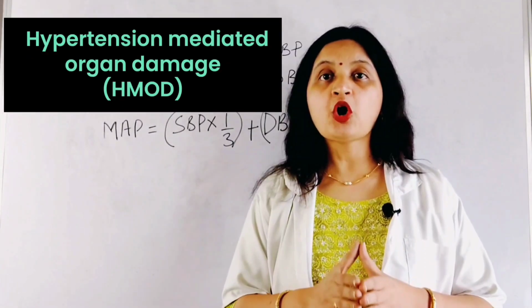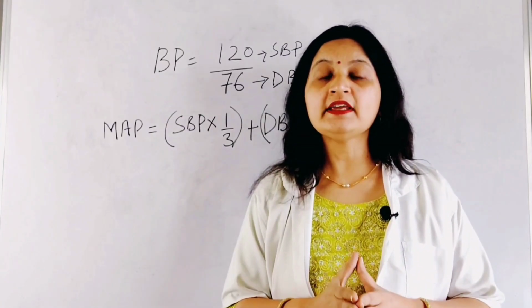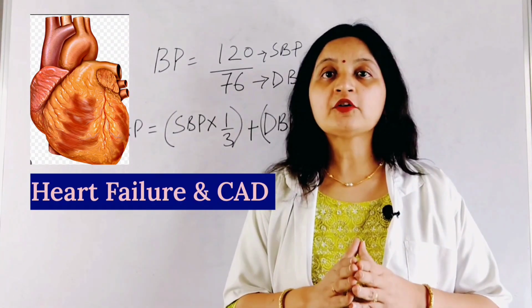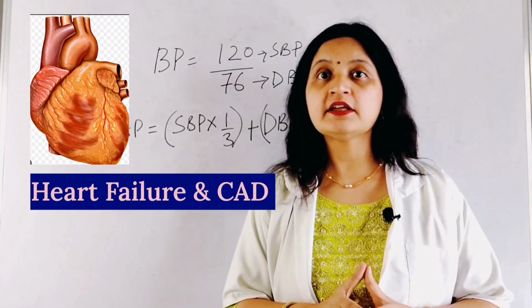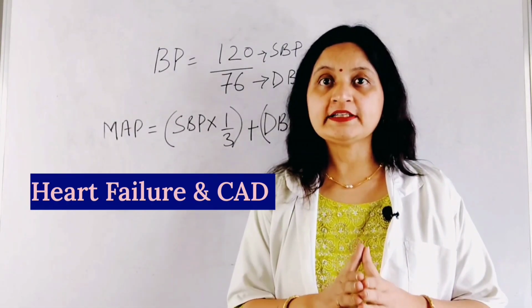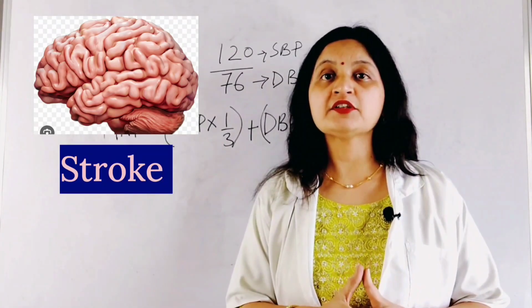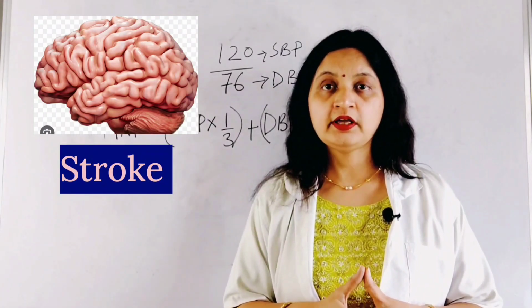So let's see some of the complications of hypertension. Sustained hypertension can increase the workload on the heart, and this increases the chances of heart failure. Damage to the coronary blood vessels increases the risk of coronary artery disease. Damage to the blood vessels of the brain increases the risk of stroke, that is ischemic or hemorrhagic stroke.